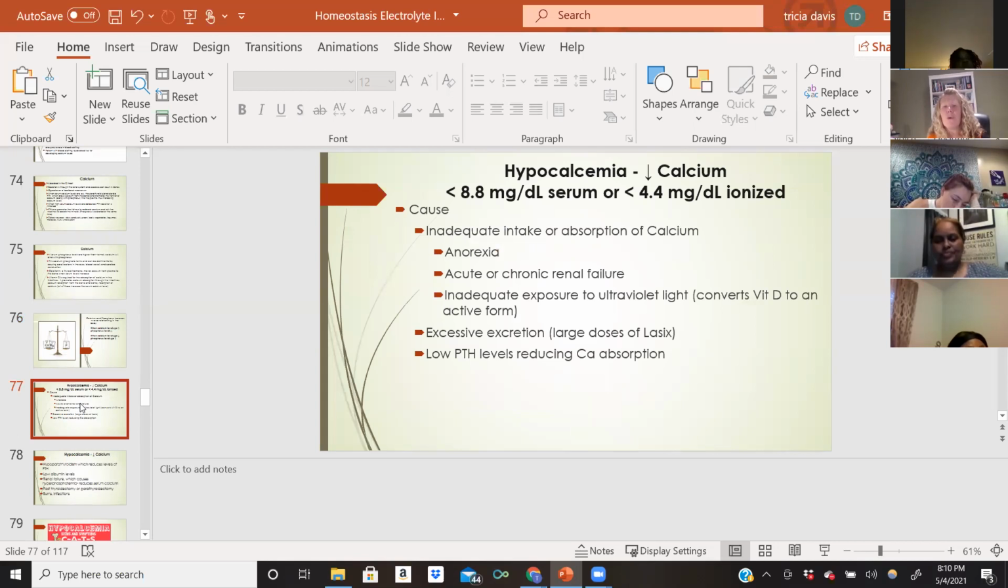So we're going to talk about hypocalcemia, which is low calcium, so less than 8.8 serum or 4.4 ionized. So what causes hypocalcemia? Well, inadequate intake, or if we have an absorption problem with calcium. So anorexia, acute or chronic renal failure, inadequate exposure to ultraviolet light, remember, because it converts vitamin D to an active form in our GI tract. Excessive excretion, so again, those large doses of Lasix when we're diuresing patients. And then if we have low PTH level, right, it's going to reduce calcium absorption.